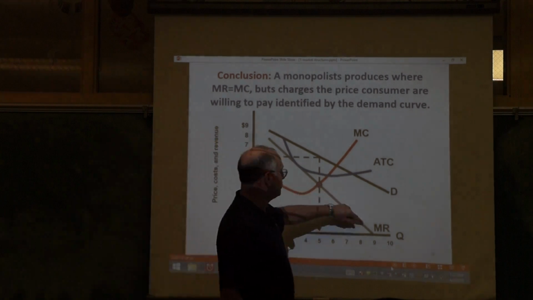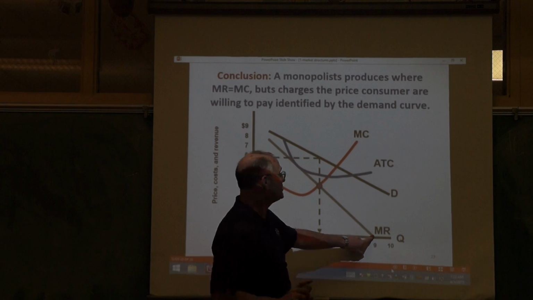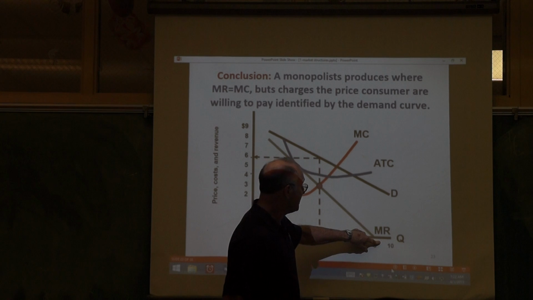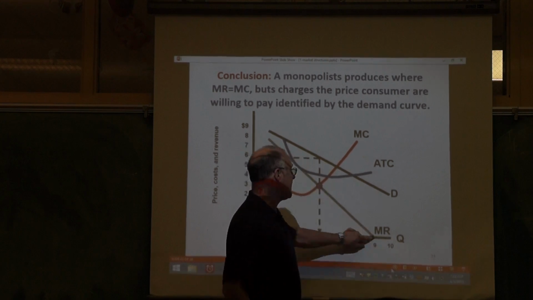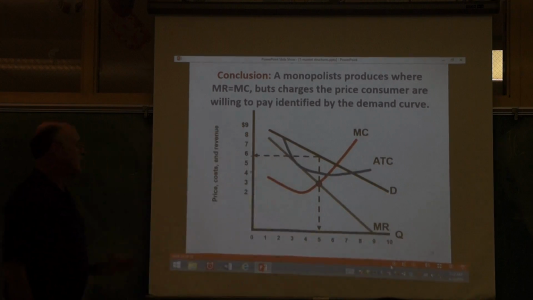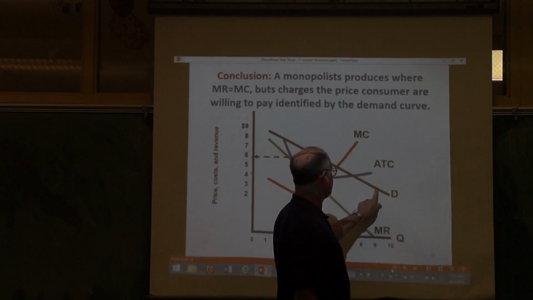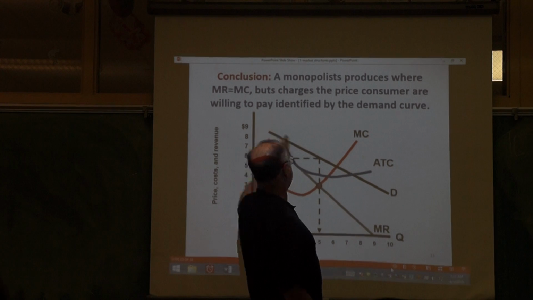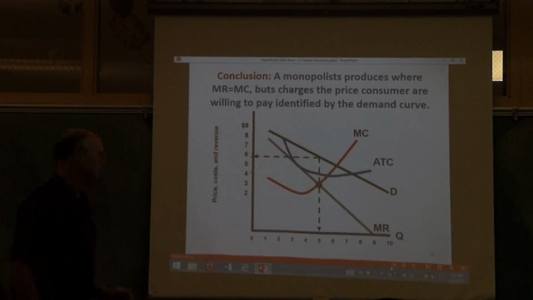Where marginal revenue hits the axis right here, that is the highest total revenue. Why? Because after this, marginal revenue becomes negative, so total revenue goes down. That is the highest total revenue. If I take that line straight up, that is unit elastic right there. Everything up is elastic, everything down is inelastic.